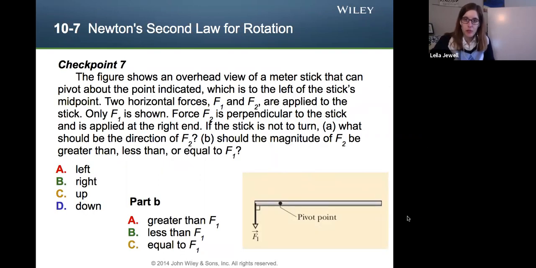All right, so taking this into account, we have another checkpoint, checkpoint 7. The figure shows an overhead view of a meter stick that can pivot about the point indicated, which is to the left of the stick's midpoint. Two horizontal forces, F1 and F2, are applied to the stick. Only F1 is shown. Force 2 is perpendicular to the stick and is applied at the right end. If the stick is not to turn, A, what should be the direction of F2? B, should the magnitude of F2 be greater than, less than, or equal to F1?